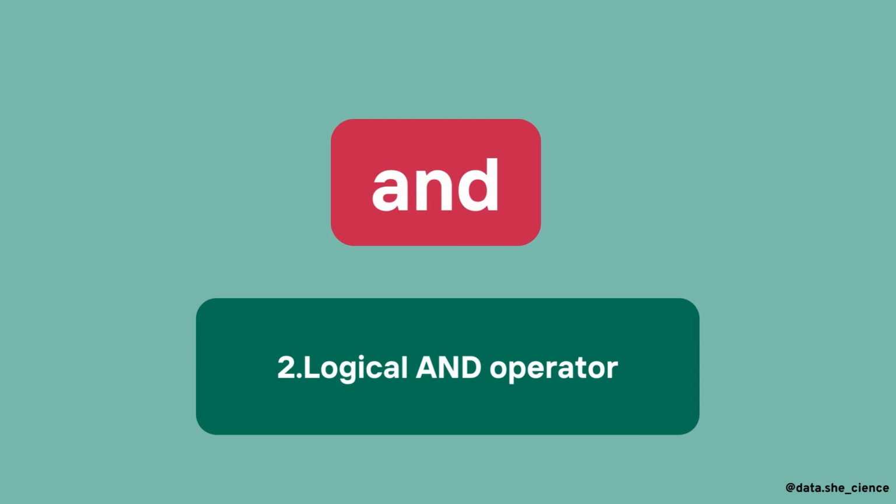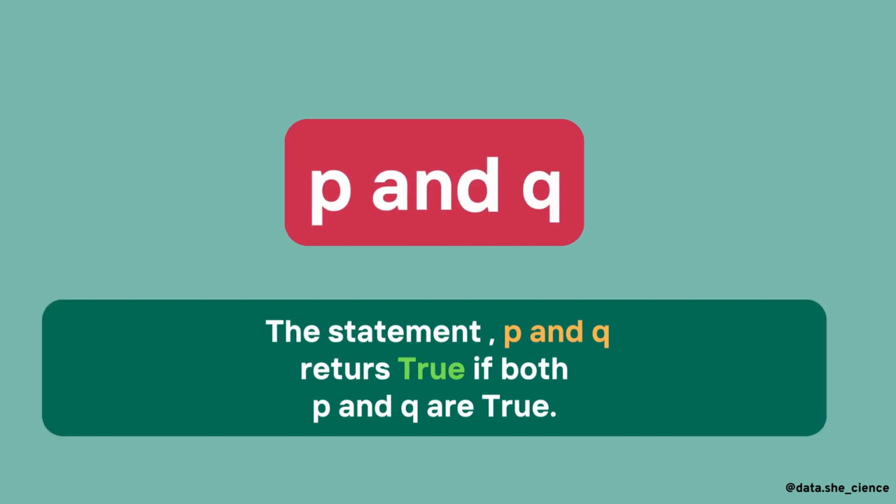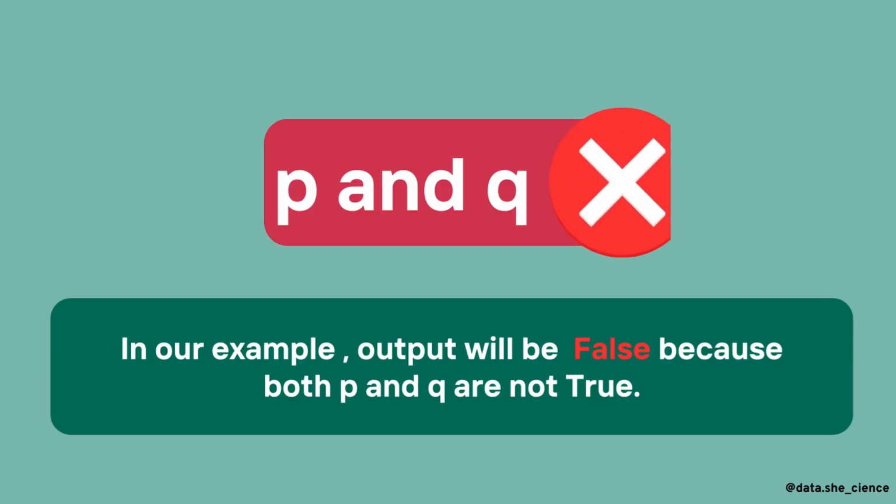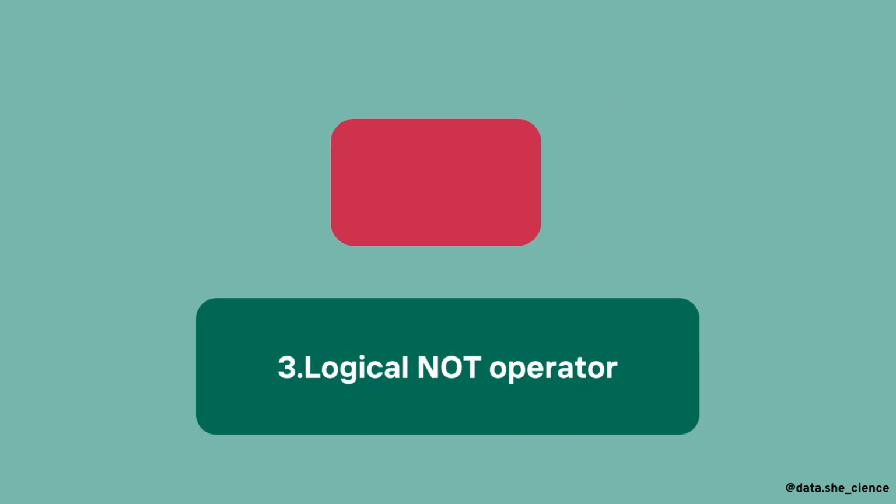Second, logical AND operator. The statement p and q returns true if both p and q are true. In our example, the output will be false because both p and q are not true.